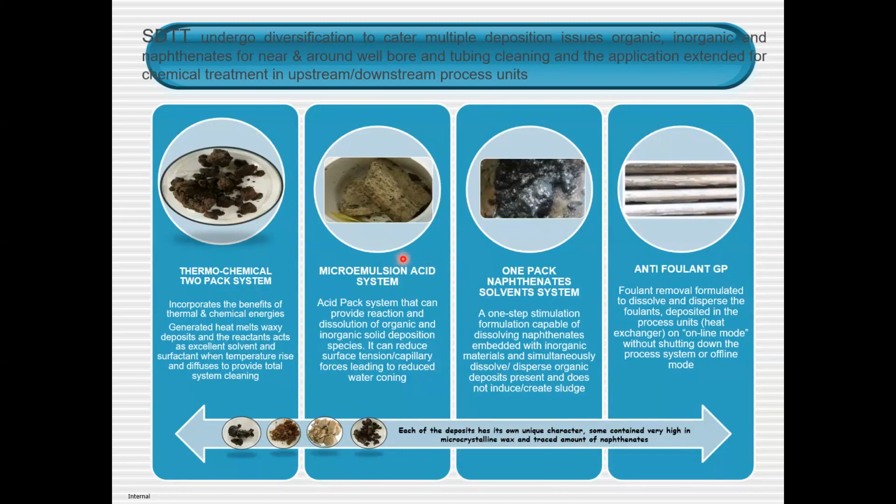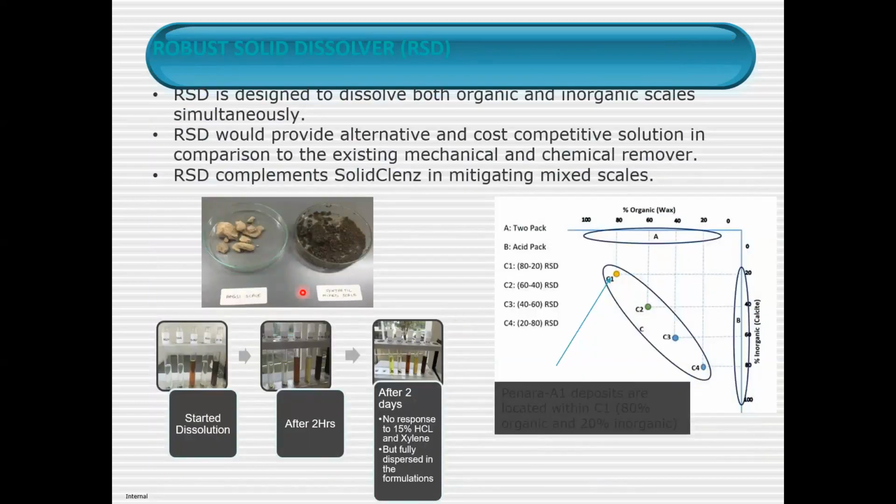When we diversified further, we went into a microemulsion acid system to resolve scale. The first technology was meant for wax. Wax is part of solids. Then we moved into an acid system for scale, inorganic scale. We included naphthenate and antifoulant products for the downstream part of it. So we evolved from 2002 up to today, not only on one product but many other products. So we can now resolve not only wax, but also asphaltene, scale, and naphthenate.